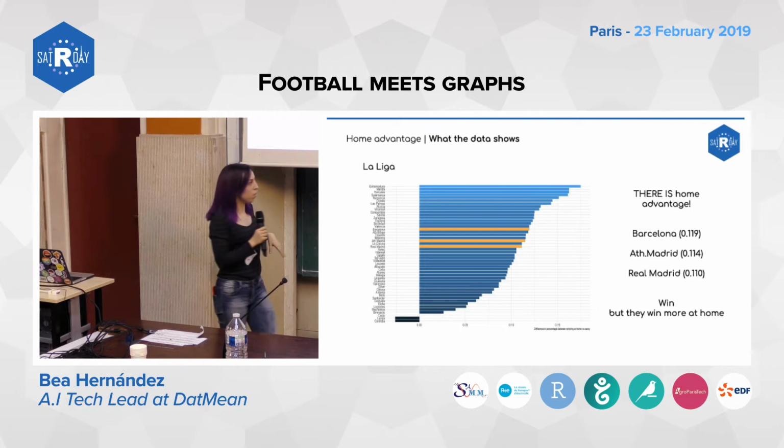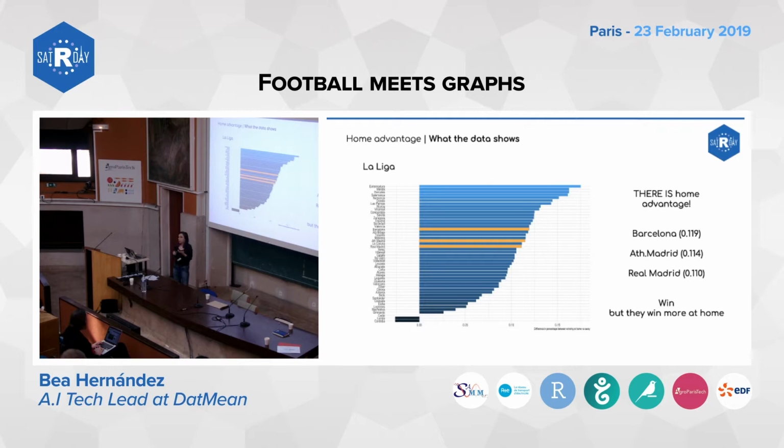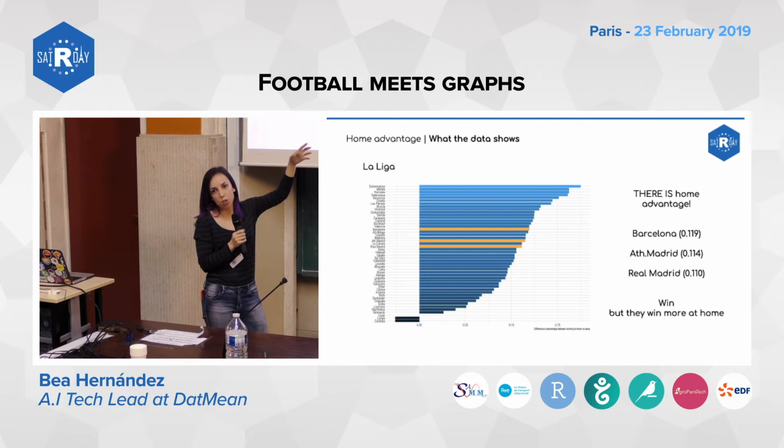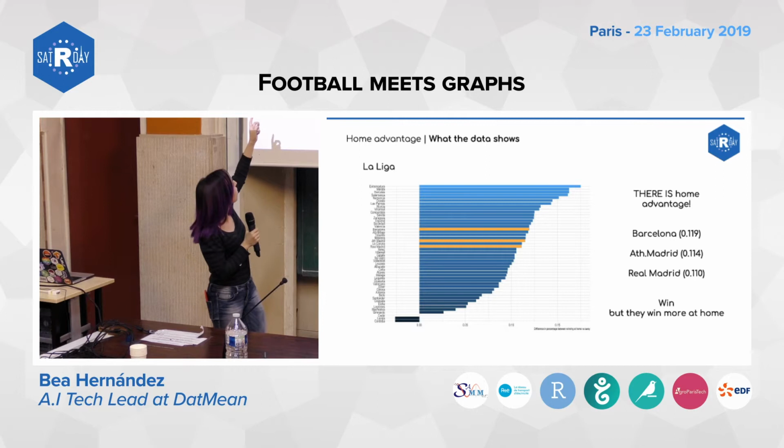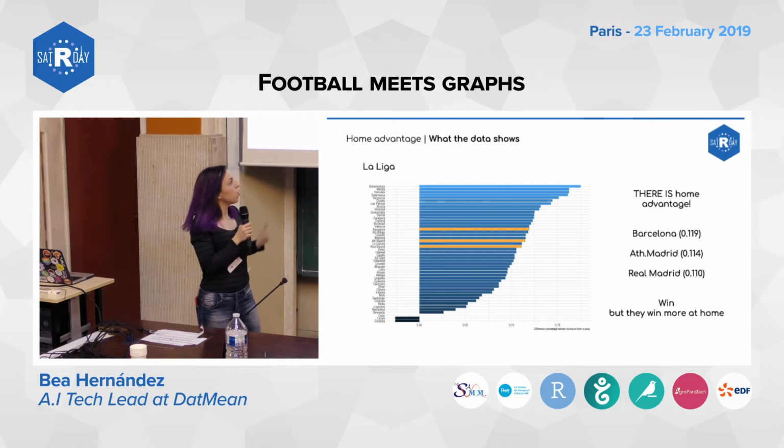Over there you have Extremadura, which, I don't know, sometimes they are in La Liga in the first year, and sometimes they win at home, but they don't win a lot. But here in orange, you have the most important teams of La Liga, which are Barcelona, Real Madrid, and Atletico Madrid. And you see they win a lot more at home than away.